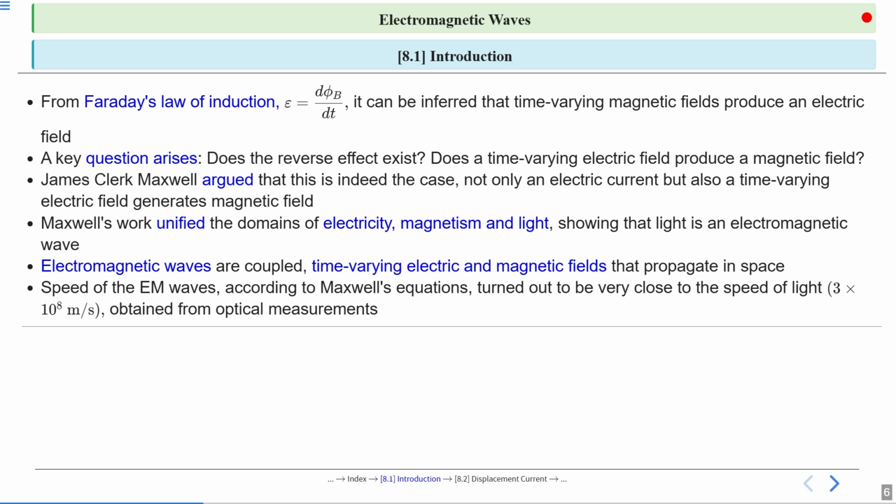The speed of EM waves according to Maxwell's equations turned out to be very close to the speed of light. He calculated the speed through various experiments, and the speed of electromagnetic waves according to Maxwell's equations turned out to be very close to 3 into 10 to the power 8 meter per second. That was the speed of light obtained from optical measurements. So he concluded that the speed of EM waves is approximately the speed of light in vacuum, that is 3 into 10 to the power 8 meter per second.